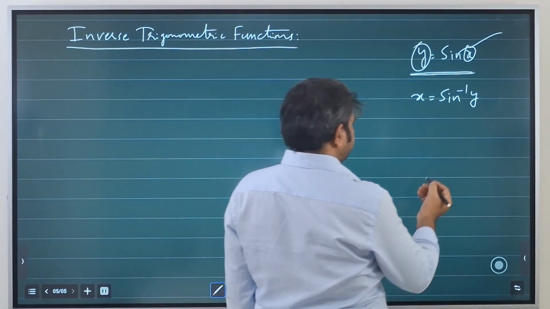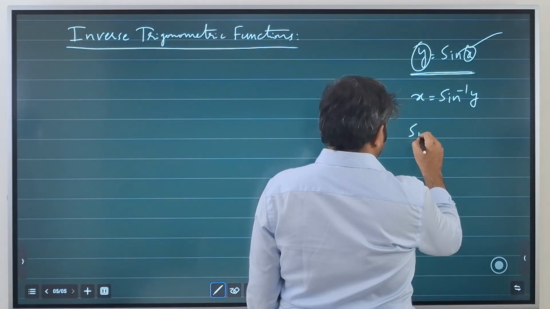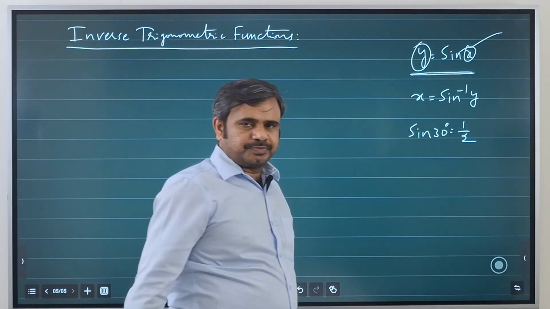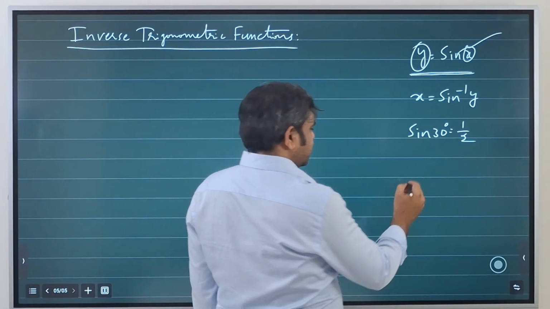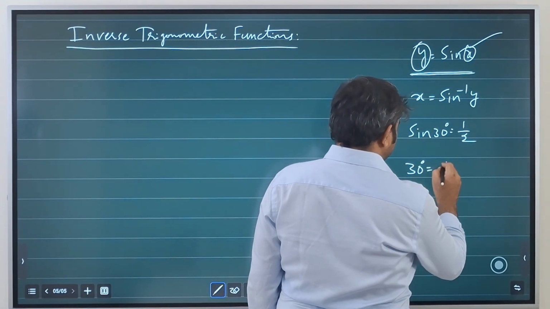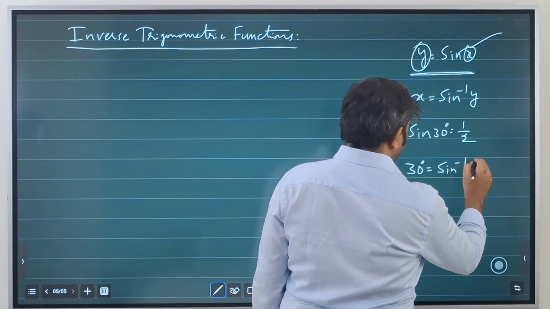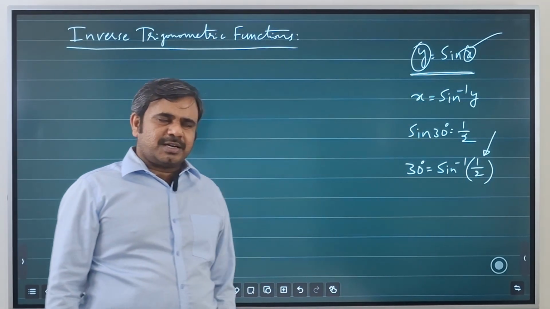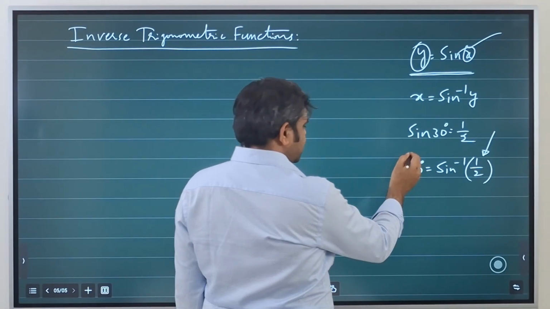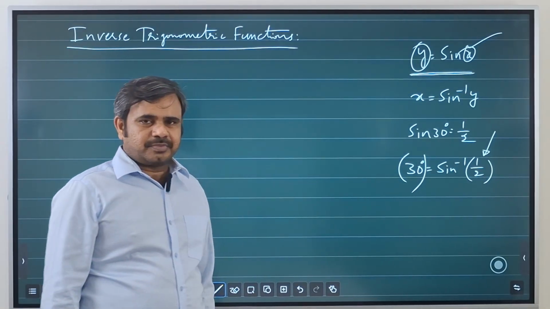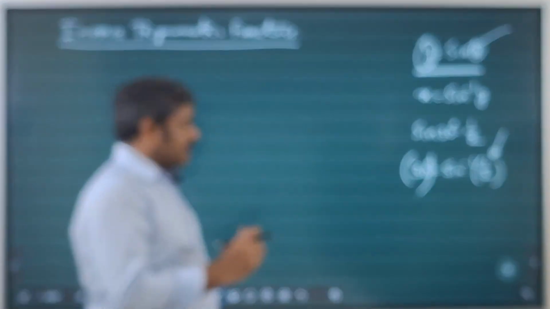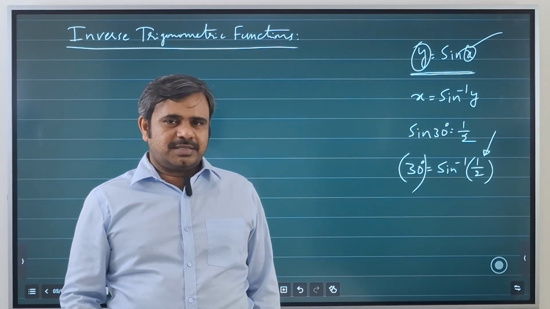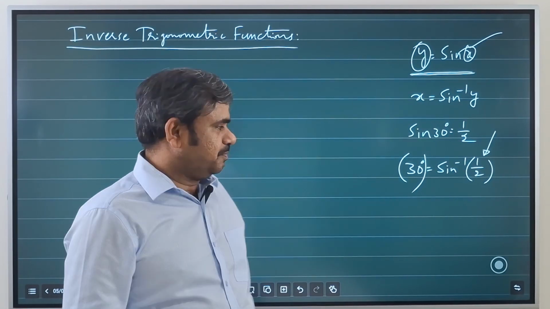For example, we know sine 30 degrees is equal to 1 by 2. It means 30 degrees is equal to sine inverse of half. So half is the ratio of sides in a right angled triangle and 30 degrees is the angle. So we are writing angle as a function of ratio of sides in a right angled triangle.